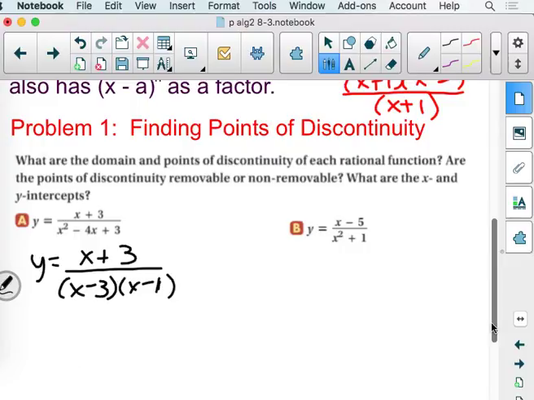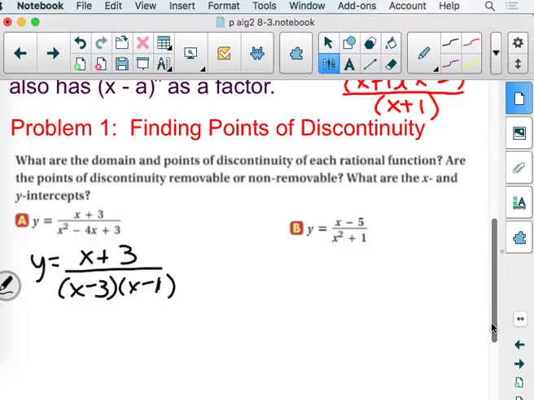Factors are x minus 3 and x minus 1, since they multiply to 3 and add to negative 4. There's our first step. Here's what they want us to do: What are the domain and points of discontinuity? Are the points of discontinuity removable or non-removable? What are the x and y intercepts?